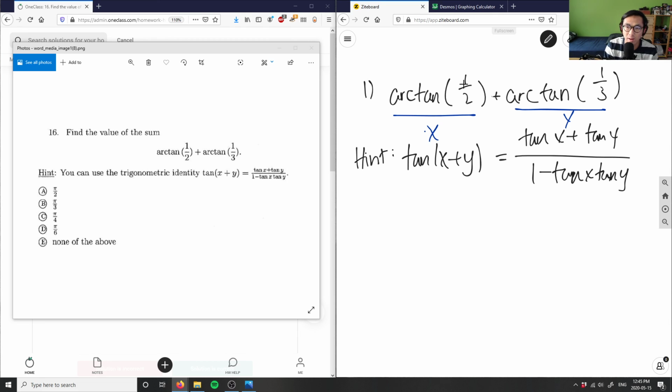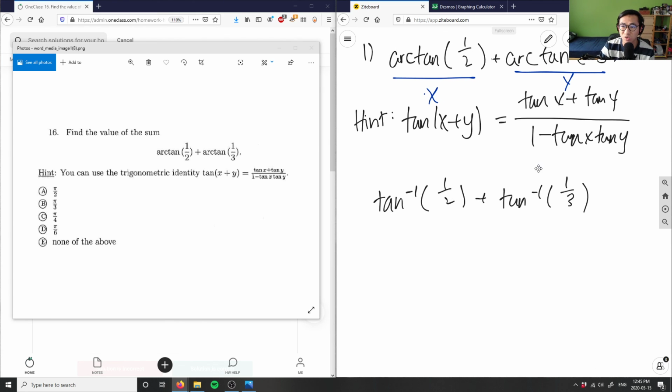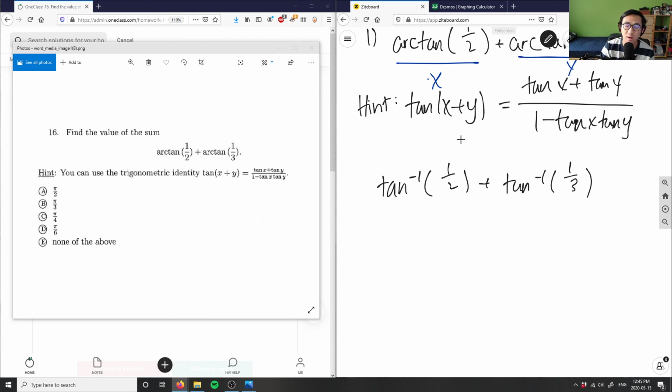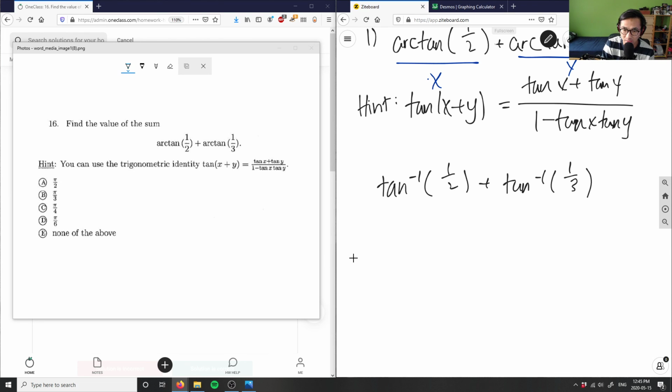So again, I can rewrite this as tangent -1 of half plus tangent -1, or the inverse tangent, of 1/3, right? Given this, I can input this into this trig identity, right? So I can say the tangent.